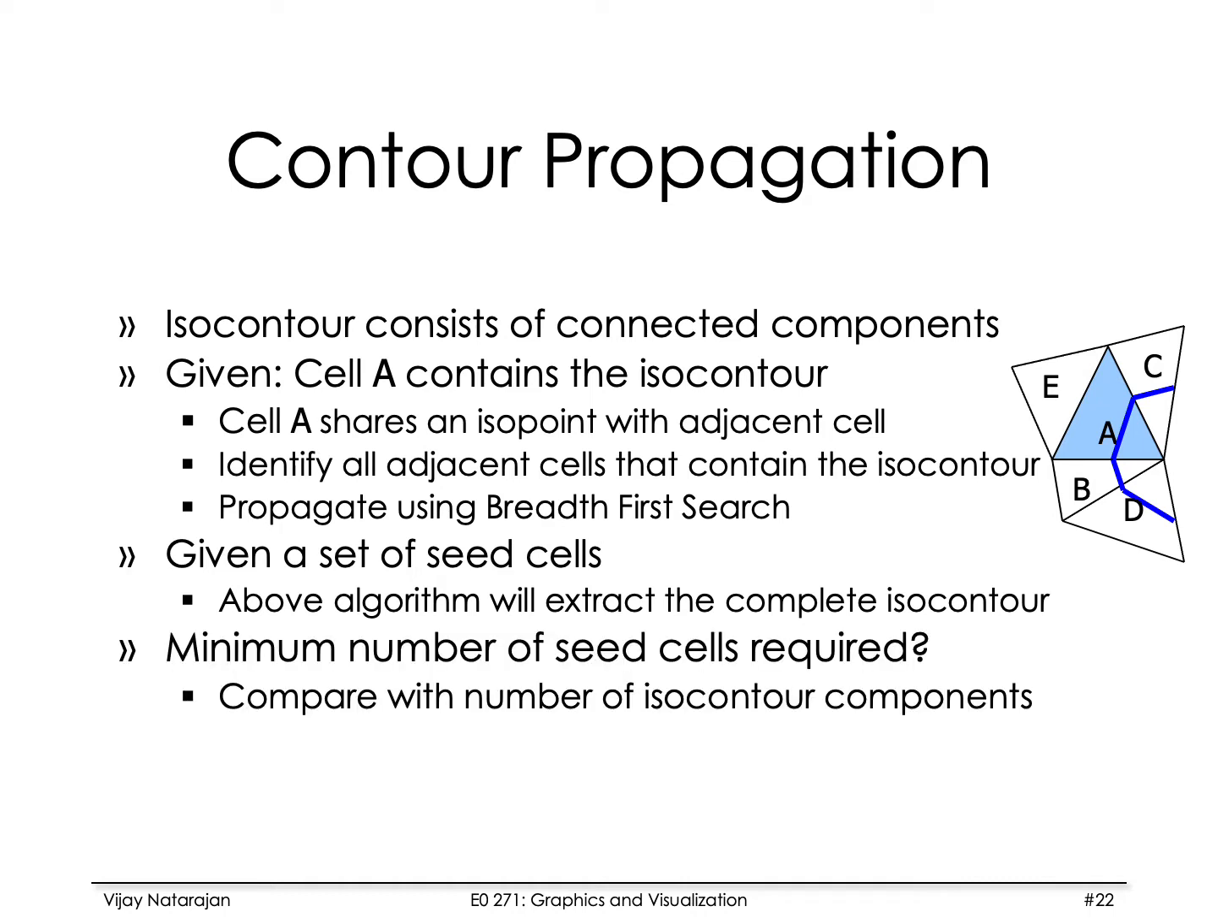The question now is, what is the minimum number of seed cells required for the algorithm to work correctly? Compare this minimum number with the number of isocontour components. A short thought exercise for you.